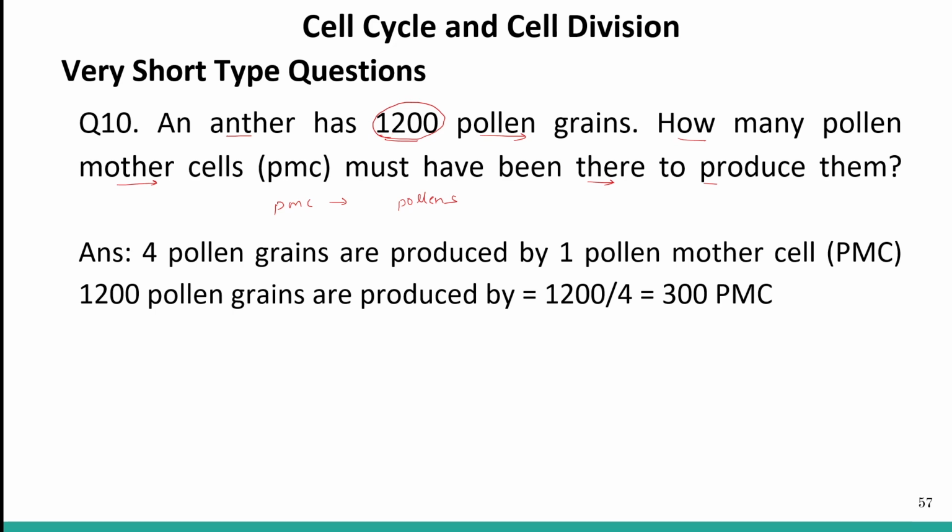Now you have to remember first that 4 pollen grains are produced by a single pollen mother cell. So one pollen mother cell gives rise to 4 pollens. And the total number of pollen grains here is 1200. So we can simply divide it by 4 and the answer will be 300 pollen mother cells were initially present, and they form 1200 pollen grains.